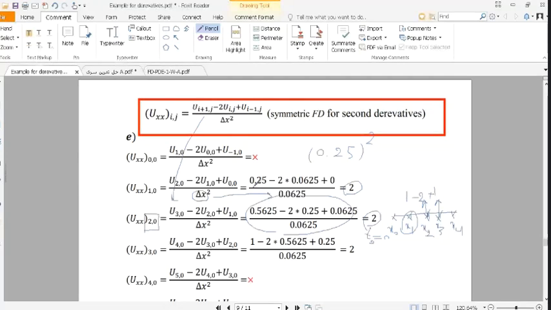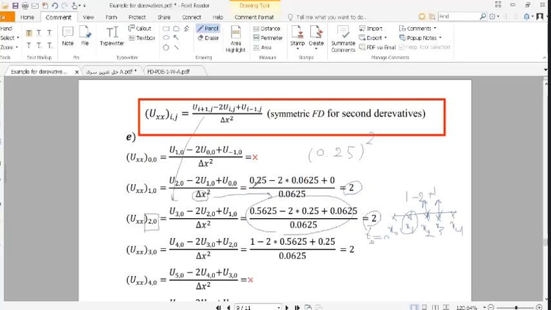The second row is uxx at t1, with x0, x1, x2, x3, and x4.